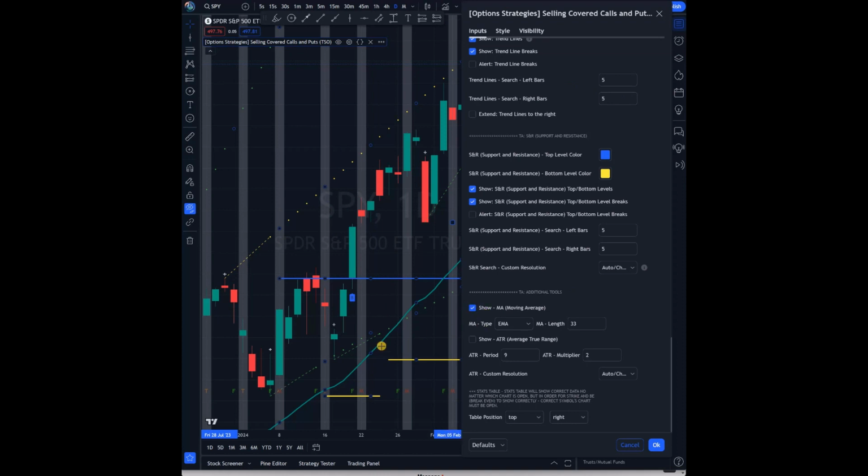And just a good old moving average. You can see it right here. It's this line. You can choose SMA, EMA, WMA, and ATR.